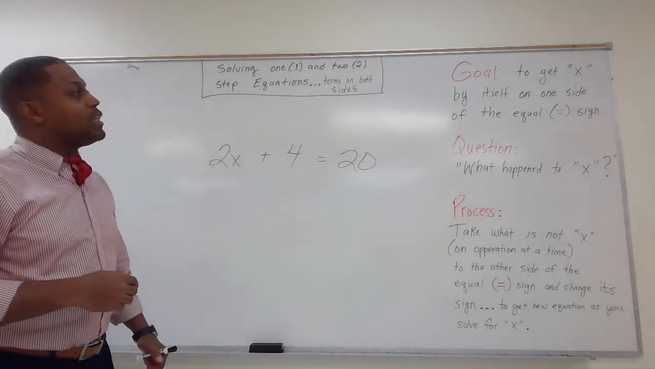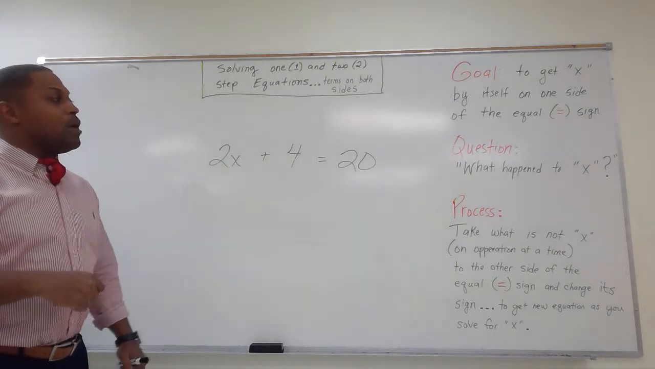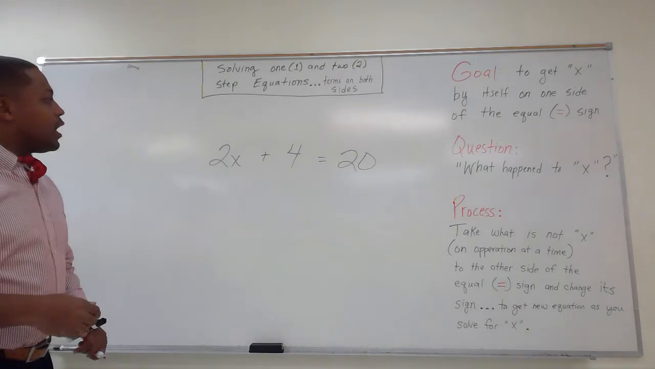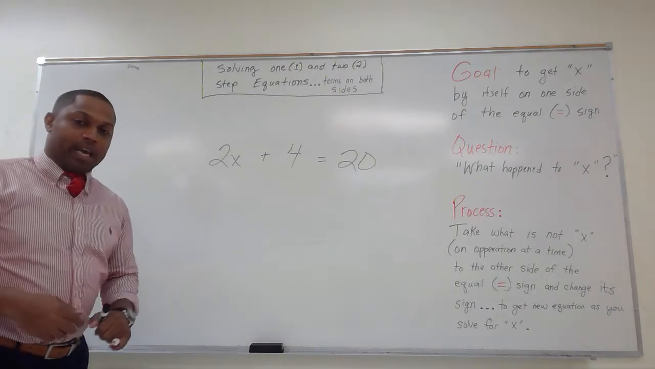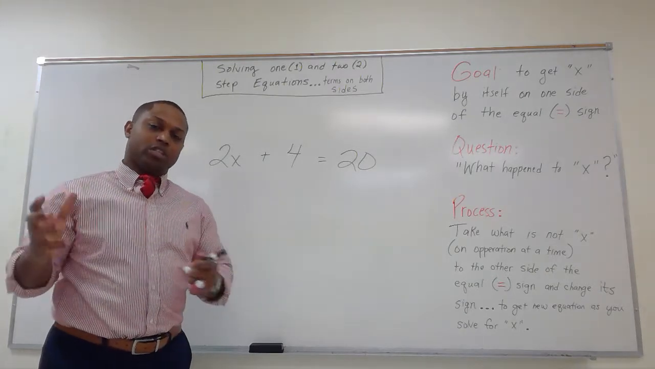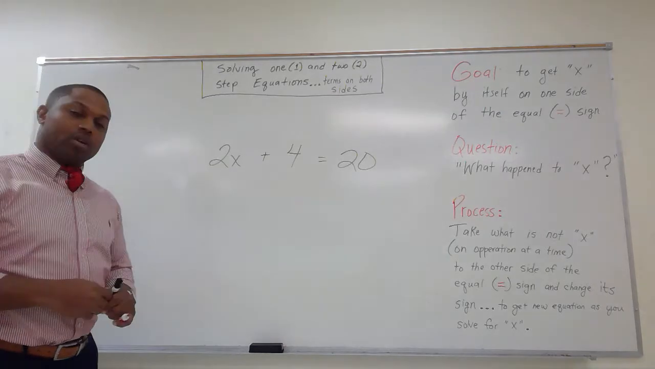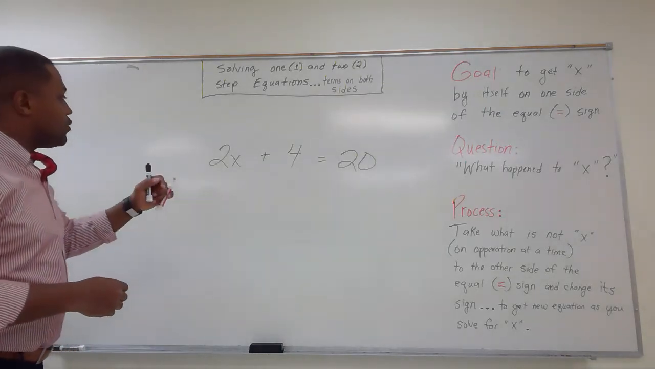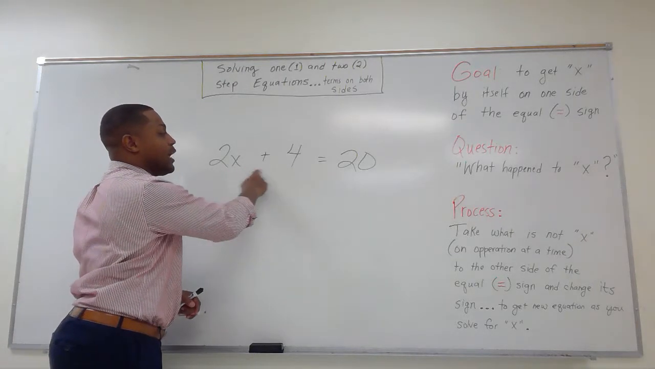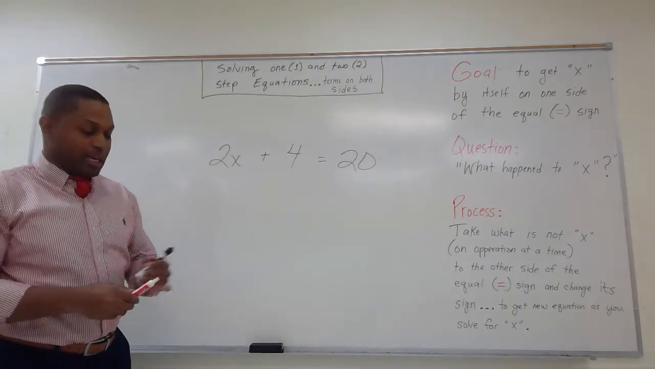My goal is to get x all by itself on one side of the equal sign. My question is, what happened to x? When multiple things happen to x, I'm going to start with addition or subtraction first, and then multiplication or division. So here are the two things that have happened to x. Whatever x is, 4 has been added to it, and it is being multiplied by 2.